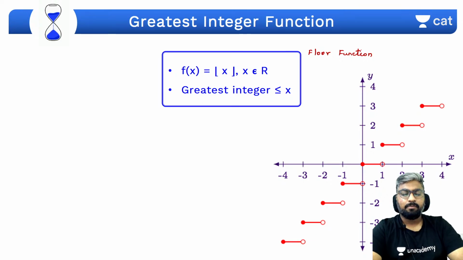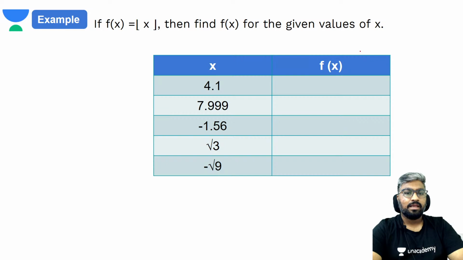If you have confusion with the graph, no tension, we will take an example set and see. Yes, have a look at the set. So what are they saying here? They are saying f of x is greatest integer of x. So if f of x is greatest integer of x, then find the value of f of x for the given values of x.